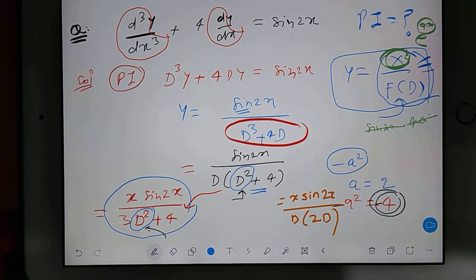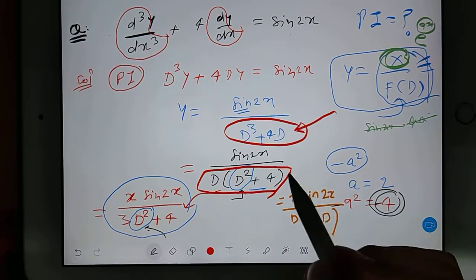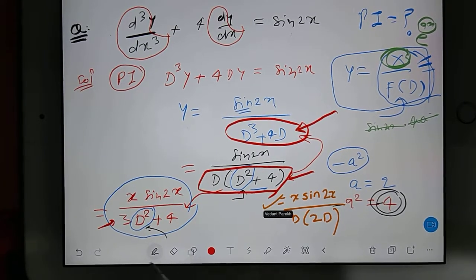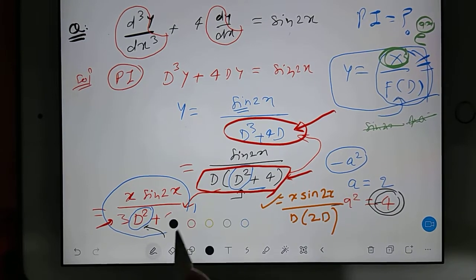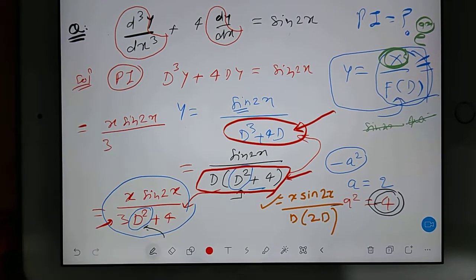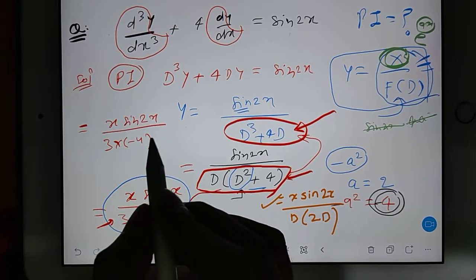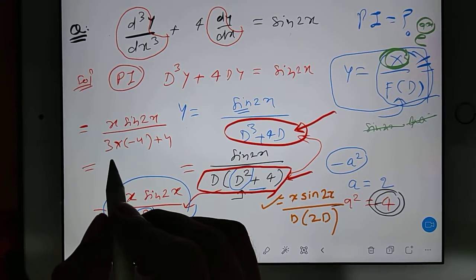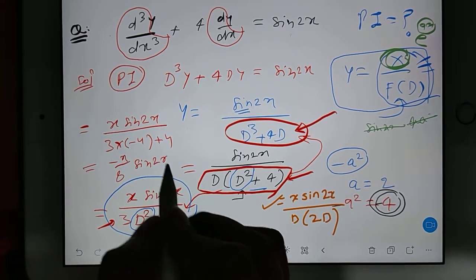Okay, now see one more thing. I am not differentiating this part, I am simply differentiating this part because they are both the same. Even if you differentiate this, you'll get the same answer, 3D square plus 4. So substitute minus 4 here, so it will be minus 12. Your equation will look like x sine 2x whole divided by 3 D square plus 4. Put minus 4 here, so it will be minus 12, and then plus 4. Clearly, minus 12 and plus 4 will give you minus 8. So minus x by 8 sine 2x will be your answer.